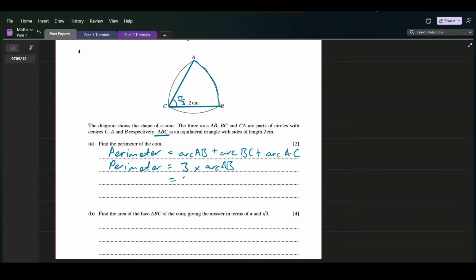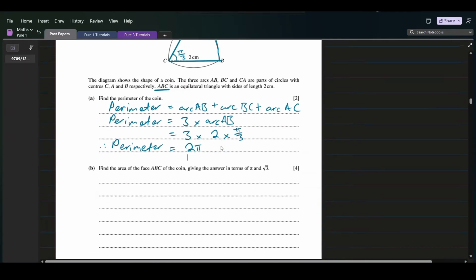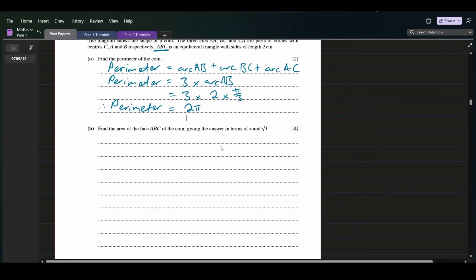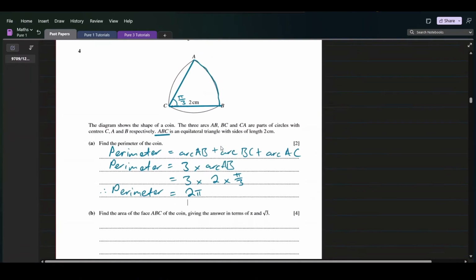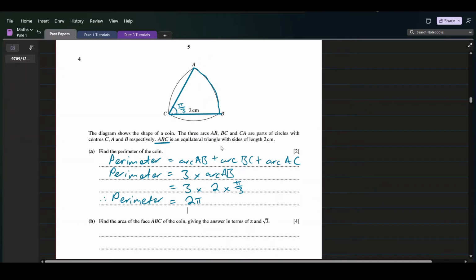So now let's use the formula for arc length. It's r theta. So our radius is 2 and our theta is pi over 3. So you end up with a perimeter of 2 pi as the final answer. Part B. Find the area of the face ABC of the coin, giving the answer in terms of pi and root 3. Okay, so they want us to find the area of this whole coin. Okay, so let me just draw these dotted lines over here.